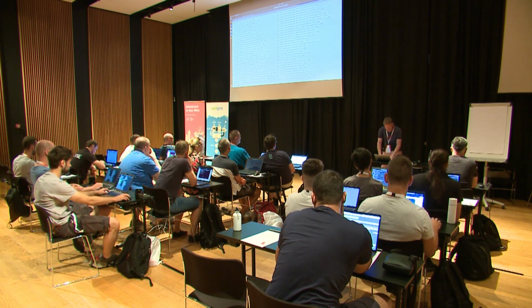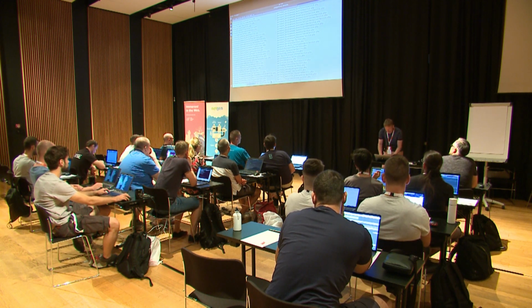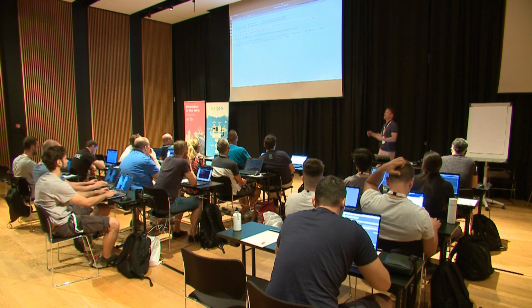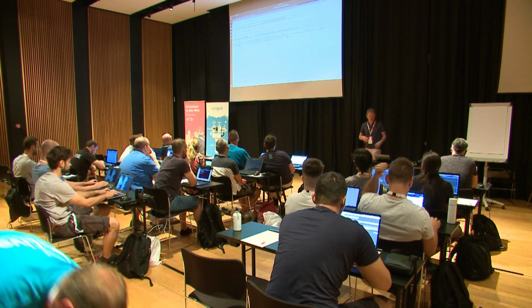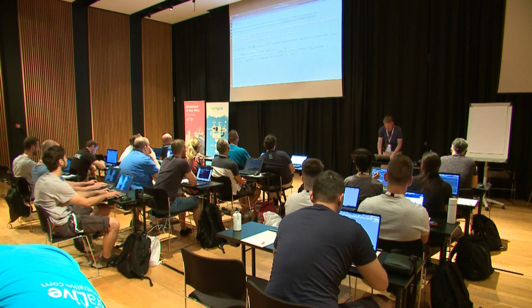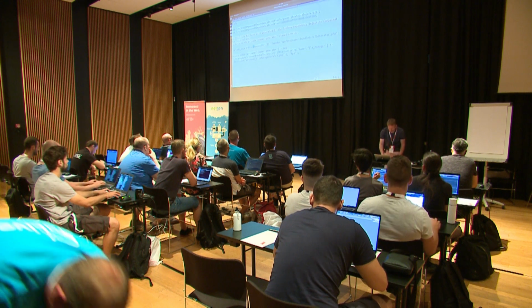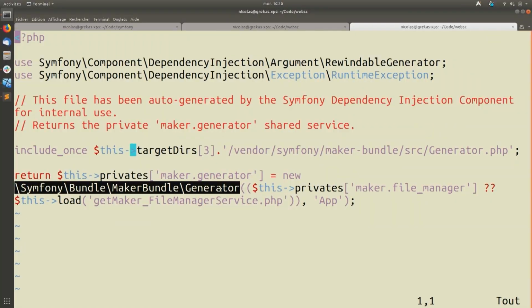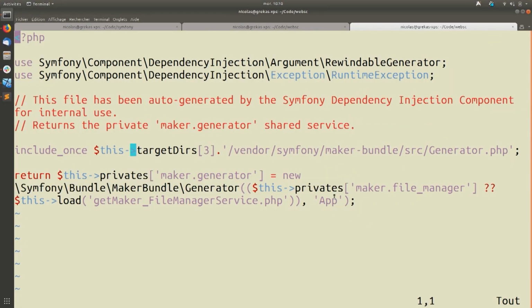So if I open any of those, let's do it, I don't know, this one, the maker generator service. I think you can understand this one is not used all the time. So this one is a pretty simple object we just create an instance of a generator class in the maker bundle. We give it another service as argument, the namespace, and done.